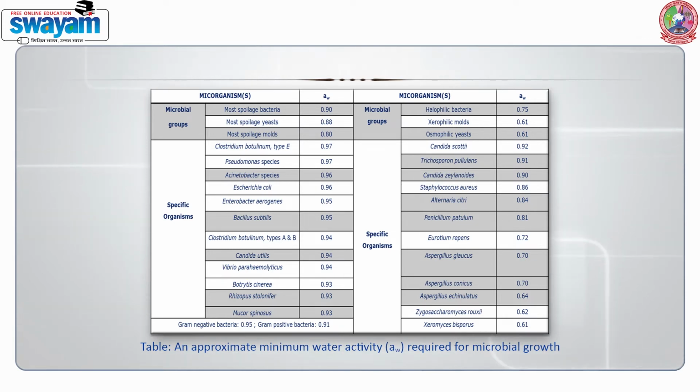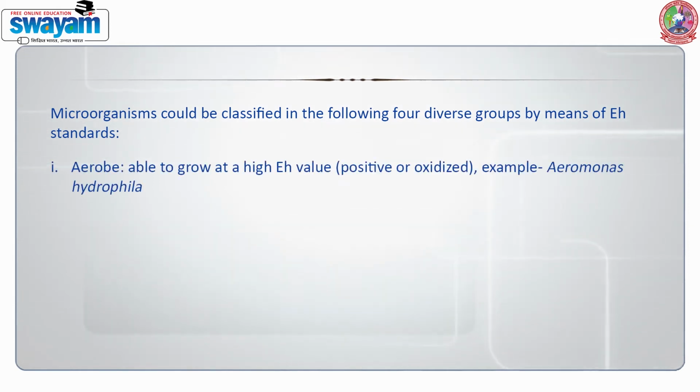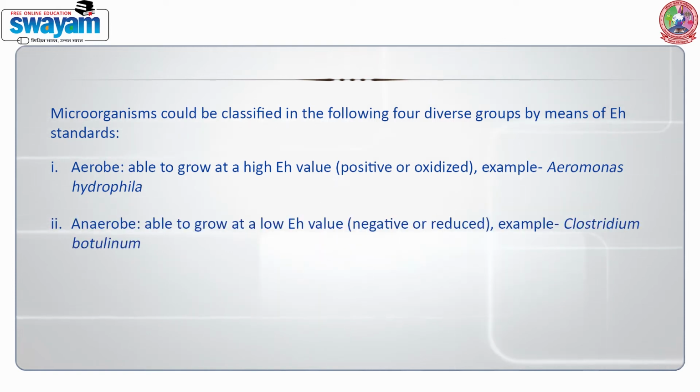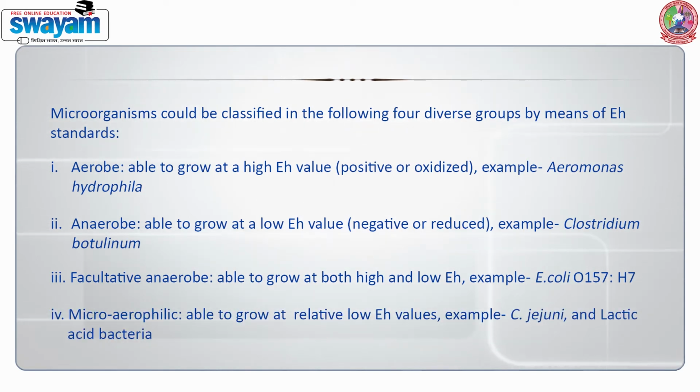Microorganisms can be classified into 4 diverse groups by means of EH values. First, aerobes, which are able to grow at high EH values. Second, anaerobes, which are able to grow at low EH values. Third, facultative anaerobes, which are able to grow at both high and low EH. And fourth, microaerophiles, which are able to grow at relatively low EH values.